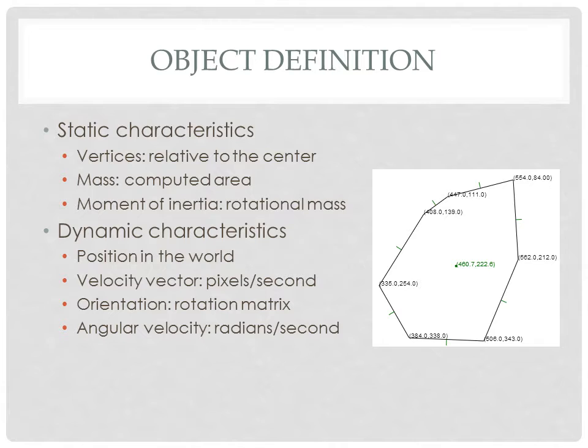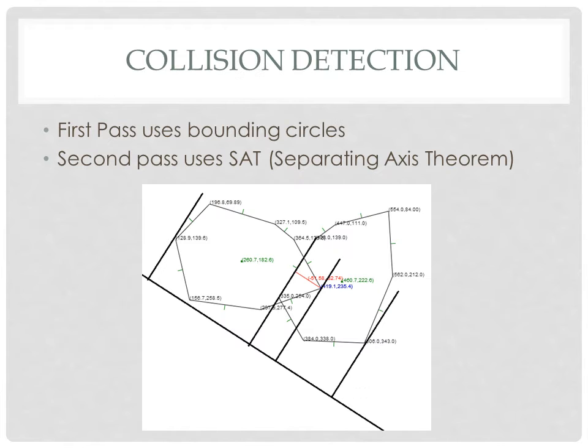inertia for the rotational mass, and the dynamic characteristics which change from frame to frame is the position, which is given as the center of mass and the world coordinates. The velocity is a vector xy. The orientation, which is the rotation around the center, and that's stored as a rotational 2x2 matrix, and the angular velocity in radians per second.